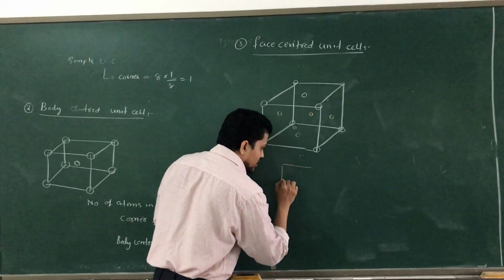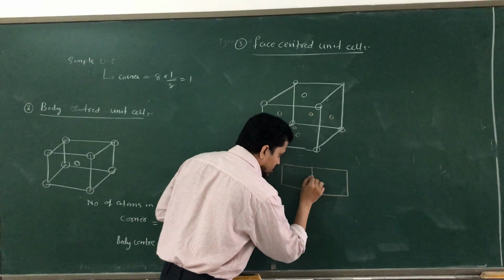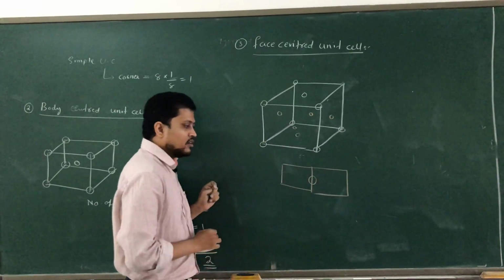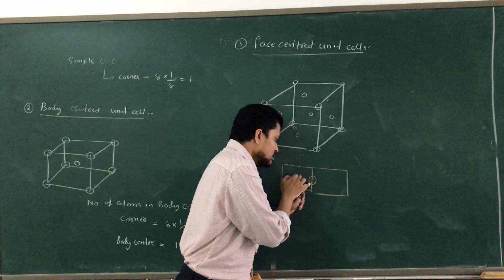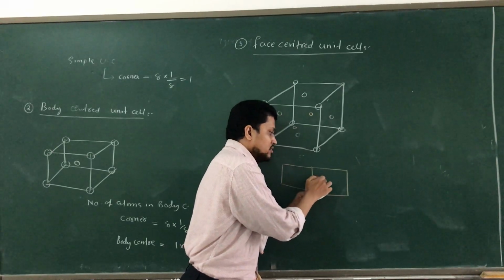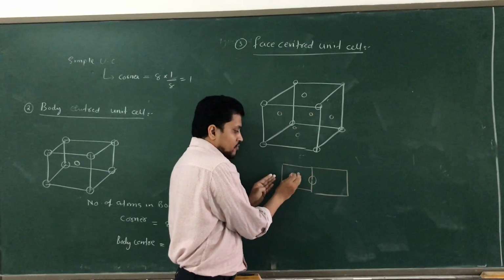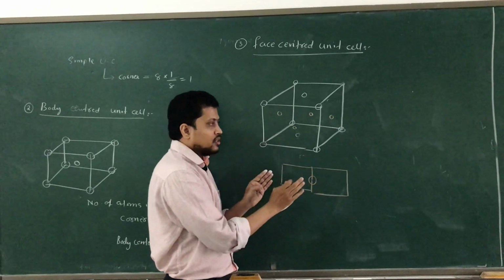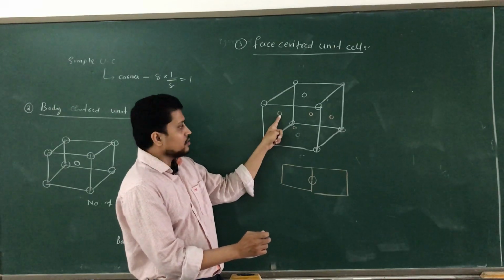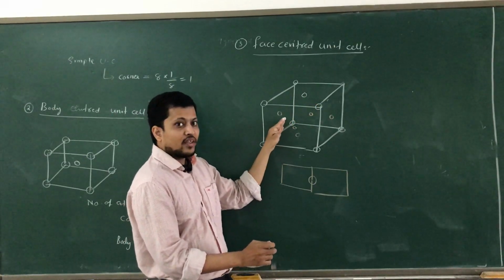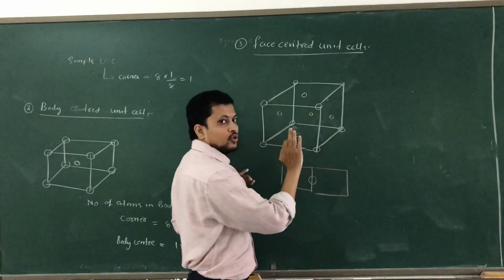Suppose this is one cell and this is another cell. At this face we have one atom. Half of this particular atom is in this cell and half is present in the other cell. So an atom in the face belongs half to one cell and half to the other cell. Each atom in the face shares half of its part with a particular cell and half with another cell. In this way, the contribution of a face atom is going to be half.